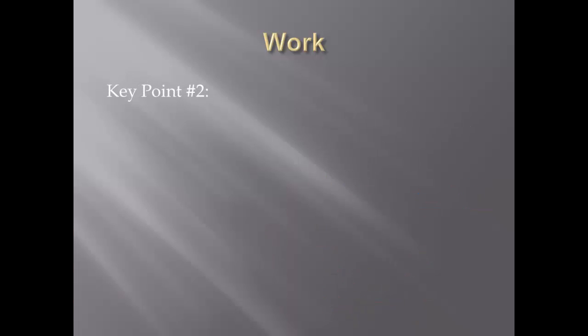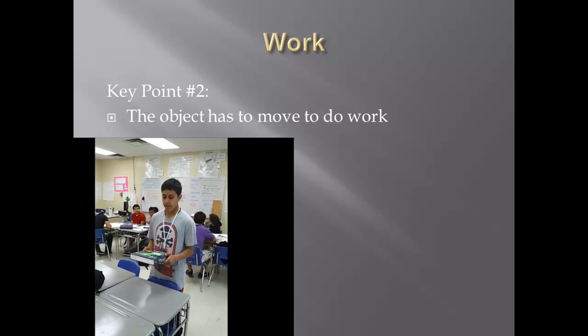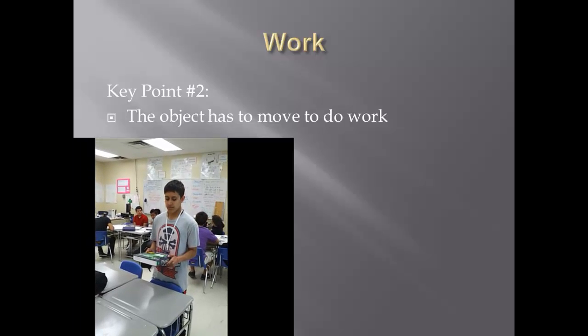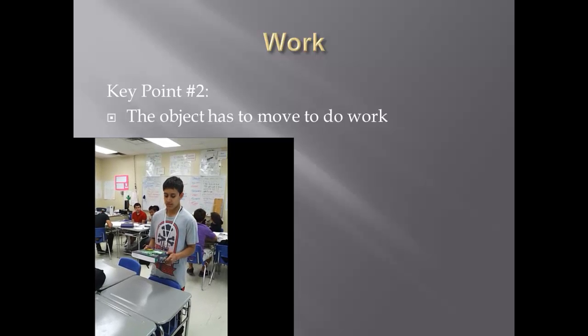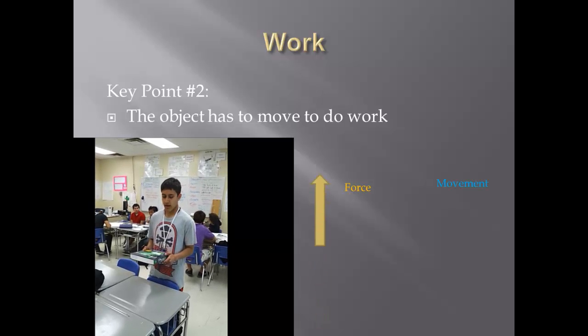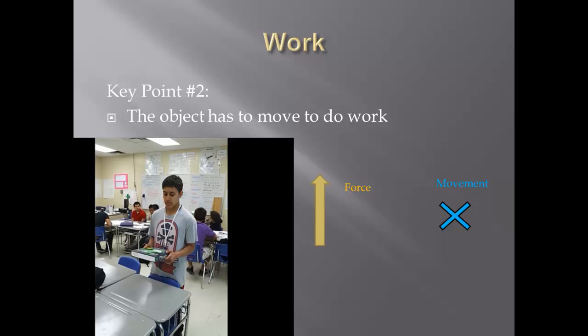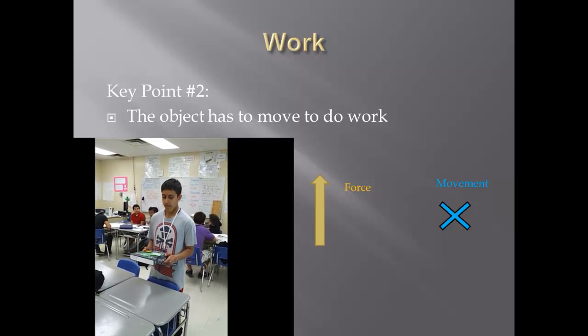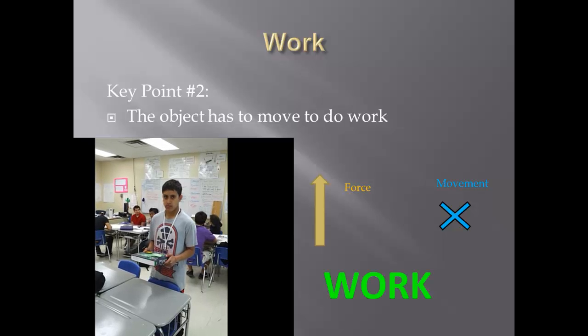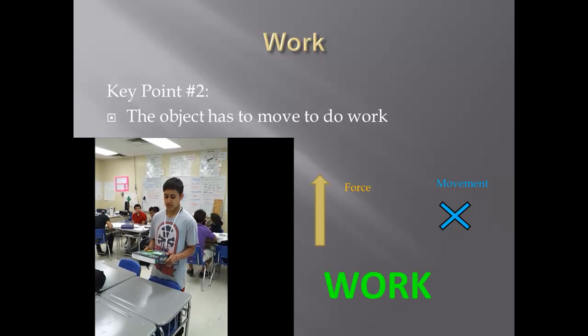The second main point is that the object has to actually move in order to do work. If Oscar is holding the book up, then, yes, his muscles may get tired. He is applying a force. In fact, he's holding the book up. But what about the motion of the book? The book is not moving. Even though Oscar's applying a force, because the book doesn't move, Oscar is not doing work.